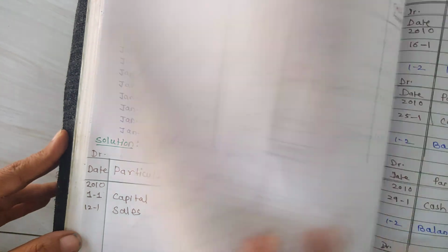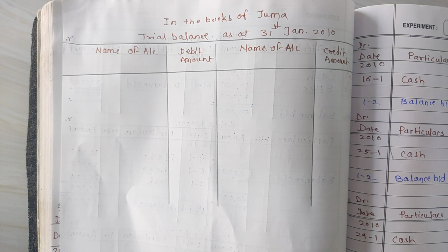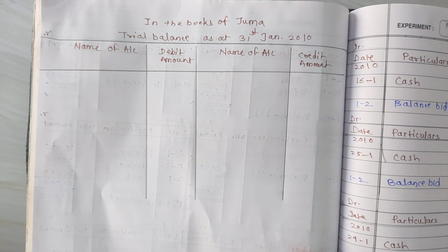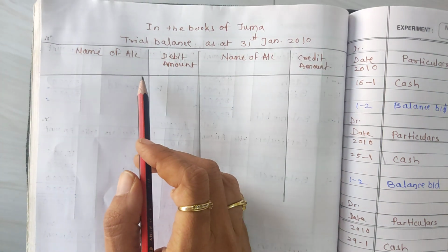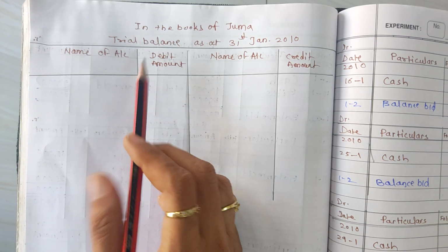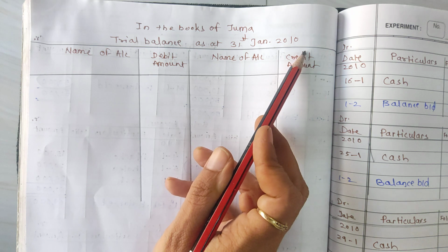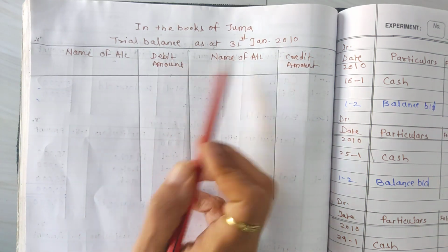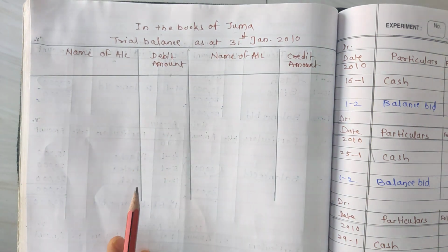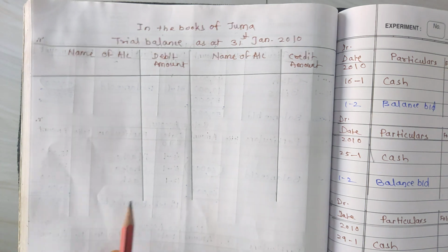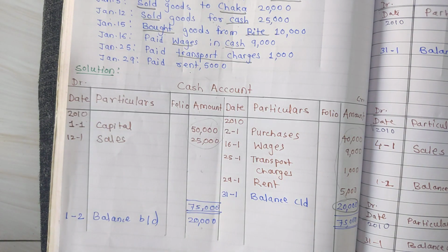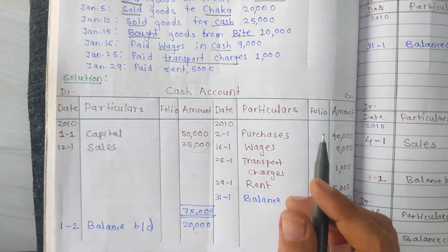So students, I am also making another video for the trial balance. Now in this question it is given to prepare a trial balance, so I will just show how to prepare it, to get an idea. In the books of Juma, trial balance as at 31st January 2010. So name of account, debit amount, name of account, credit amount. It is very simple. You just have to check whether the account balance is on the debit side or credit side, and pick that amount and write it down in the trial balance.